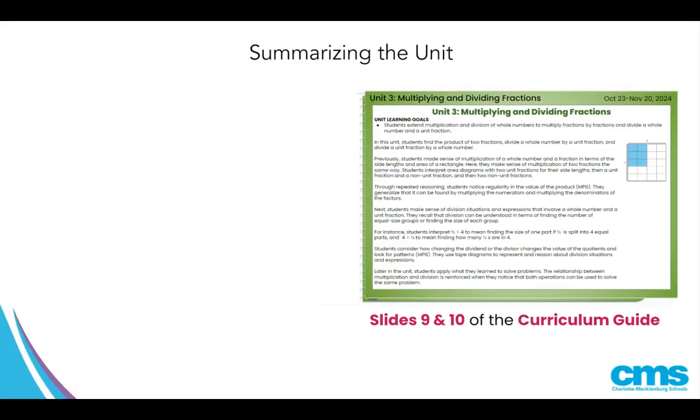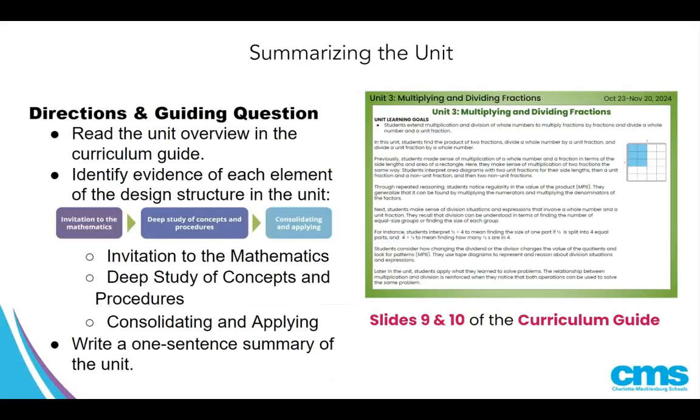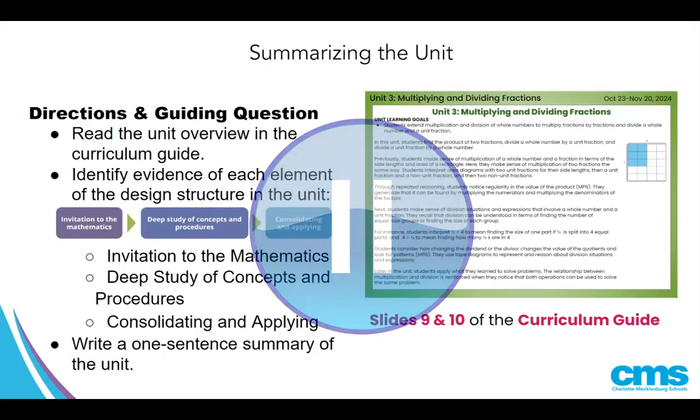Let's move to summarizing the unit on your note catcher. This is located at the beginning of lesson notes in the curriculum guide. Read the unit overview on slides 9 and 10 of your curriculum guide. When you finish, try to summarize the gist of the unit in a sentence. Then discuss with your team how the unit follows the design elements of invitation, deep study, and consolidation. Pause the video to complete this task.